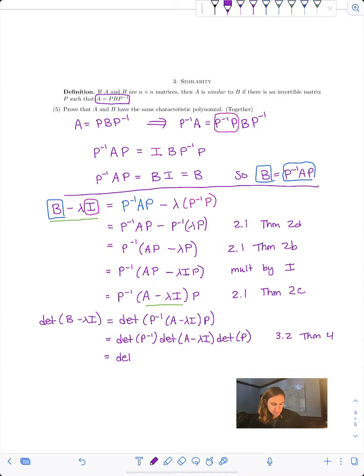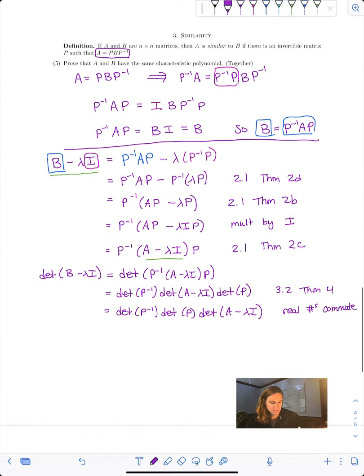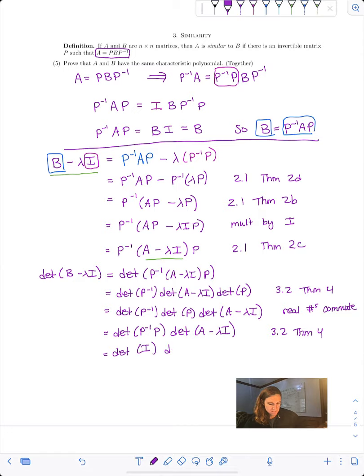So when you have real numbers, they commute. And so we can move those determinants around, even though we couldn't move the matrices around when we were just multiplying matrices. This is because we have commutativity of real number multiplication. And now we can go back and use that theorem 4 again to stick that P inverse and that P together. And so this is again section 3.2, theorem 4. And that's the identity matrix by the definition of the inverse.